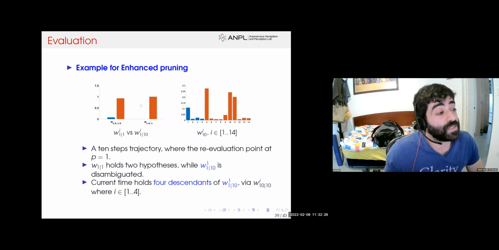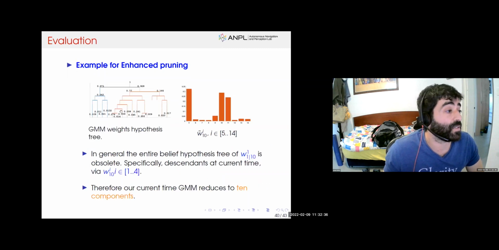Now, if we look at the updated weight using our approach, we see we have full disambiguation, and the blue hypothesis is pruned. If this hypothesis is pruned, this means that all of the spanning tree of this hypothesis marked here on this figure can be reduced as well. More specifically, its descendants in current time can be pruned as well. So our current time belief reduces from 14 components into 10 components, which are components 5 to 14, the descendants of the orange hypothesis.